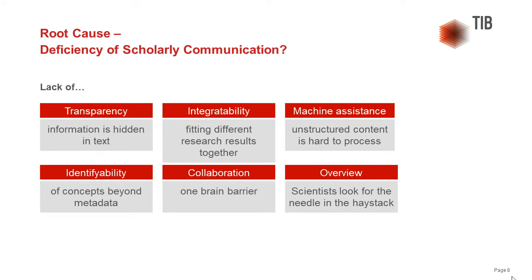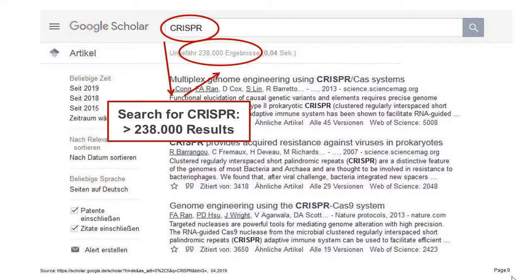We have a lack of transparency, information is hidden in text. We have a lack of integratability, different research results don't fit easily together. There's a lack of machine assistance, so these unstructured static documents are very hard or impossible to process. So we cannot use techniques like question answering. We have a lack of identifiability of concepts beyond metadata, of collaboration, and scientists lack overview. So they are basically looking for the needle in the haystack.